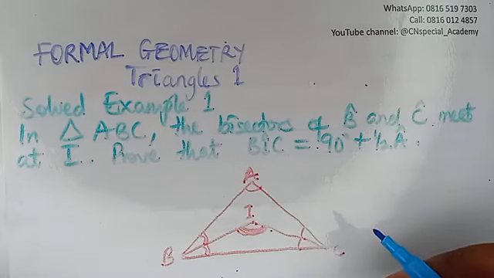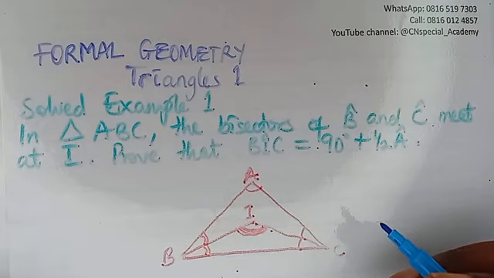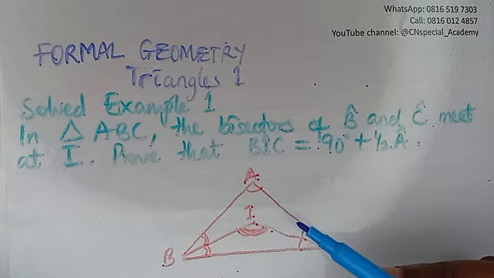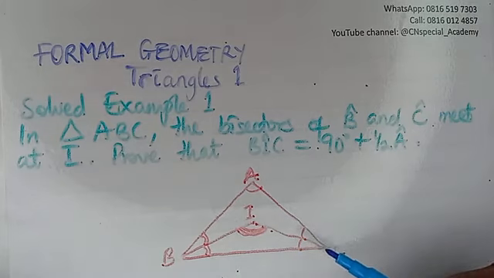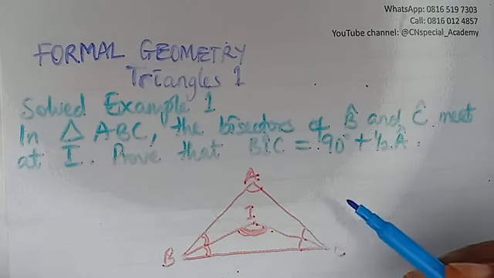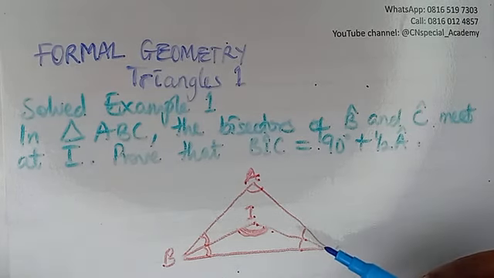So in this video, we'll be solving some examples based on the proofs we've gotten so far, which are: the sum of angles in a triangle is equal to 180 degrees, and the exterior angle of a triangle is equal to the sum of the opposite interior angles. So we start with this question.